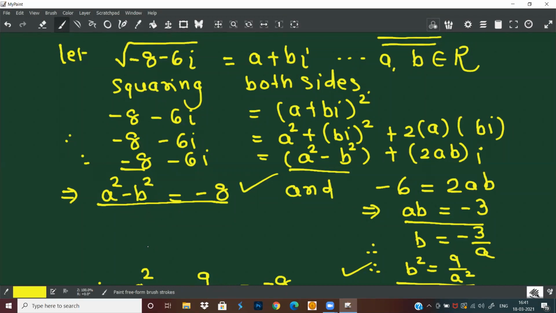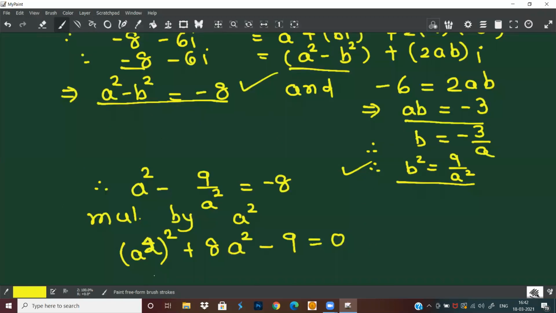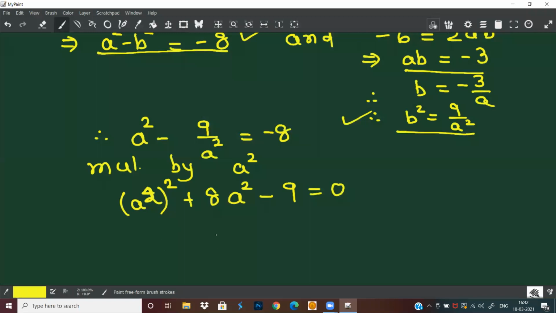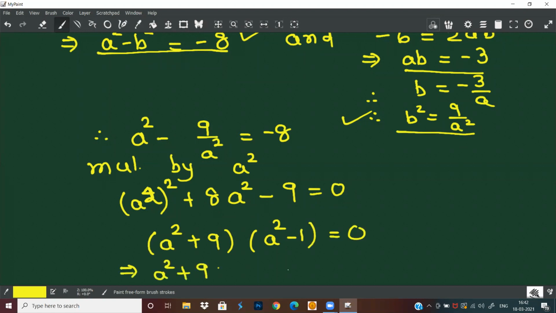Prasuja, you have got it right, but you need to write the answer properly. Yes, this a4 you can even write as a square whole square. So you know how to factorize directly. Your factors are going to be a square plus 9, and a square minus 1. Correct? This implies a square plus 9 is 0 or a square minus 1 is 0.